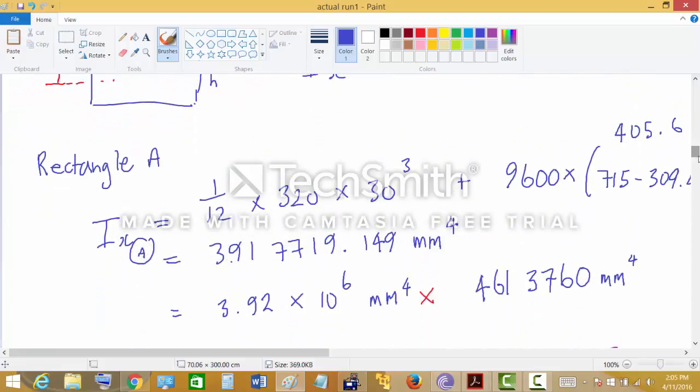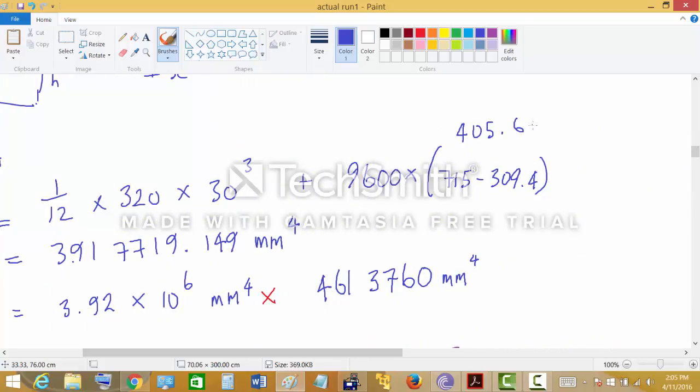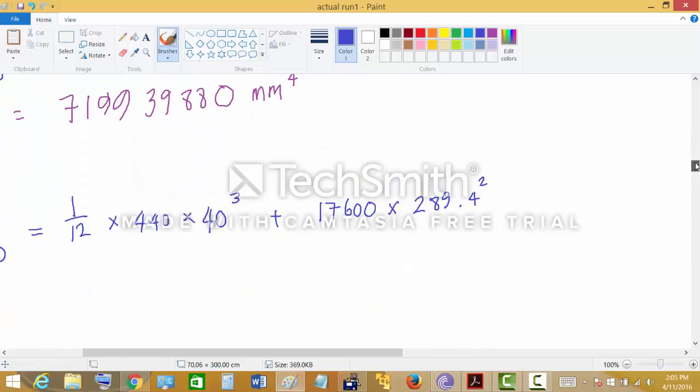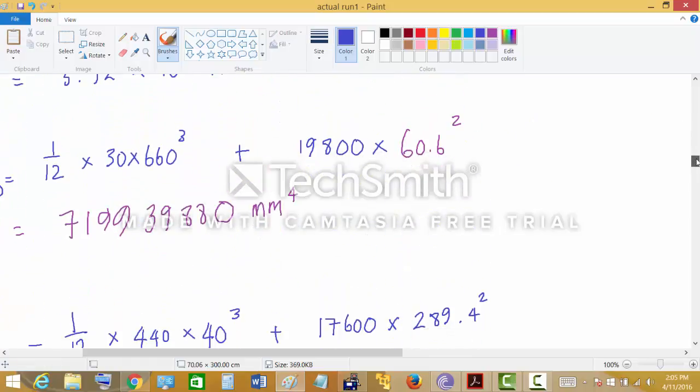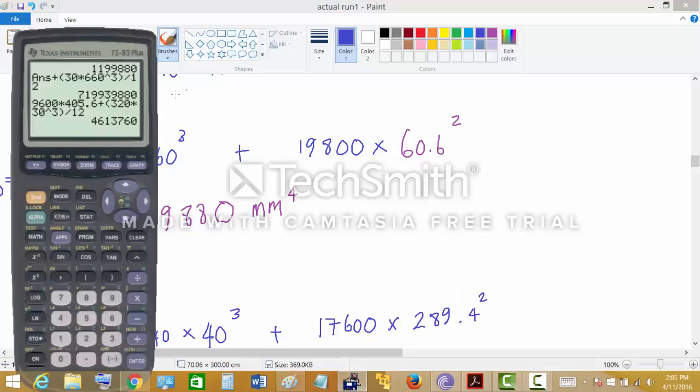I'm not sure if we squared that one. Did we square? No, we didn't square this one either. Should have squared that one. And we squared that one. Let's check it in the calculator. I think I made another mistake. Didn't square it.